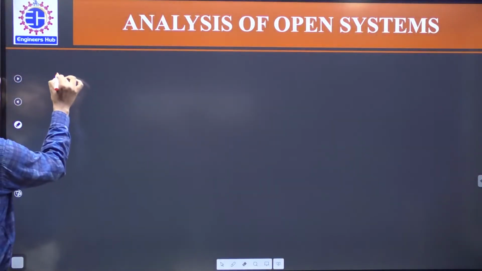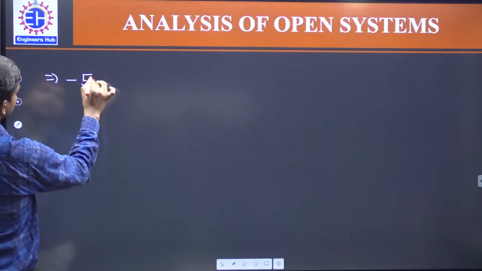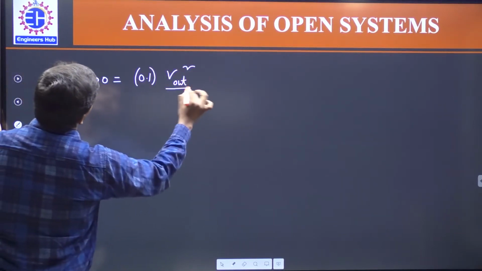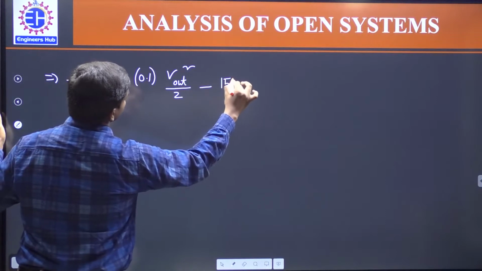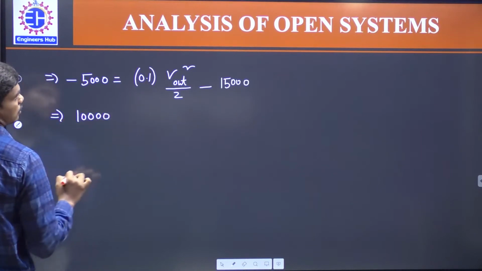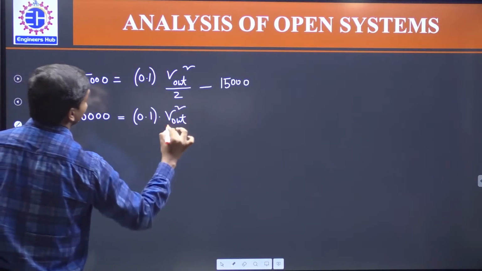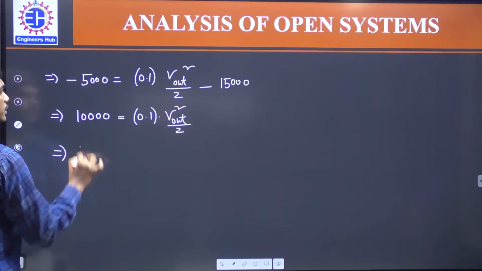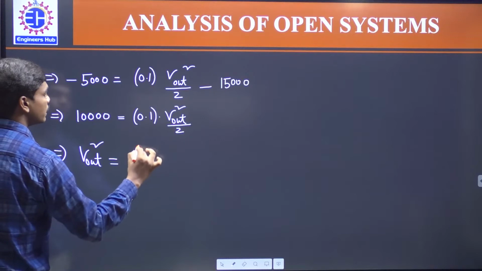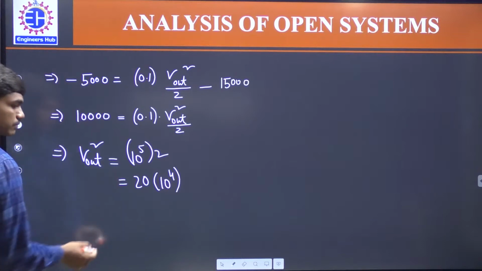This implies minus 5000 is equal to 0.1 into V out square by 2 minus 15,000. If you bring this 15,000 to this side, we have 10,000 equal to 0.1 into V out square divided by 2. Till this moment, I didn't perform any calculations. Please see here, V out square is equal to 10 power 5 into 2, so basically 20 into 10 power 4, in meter square per second square.